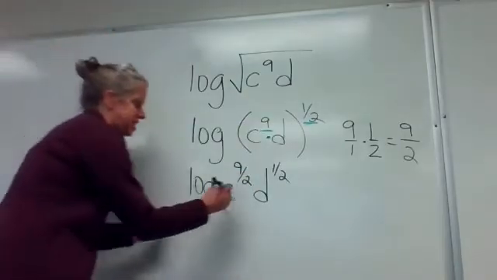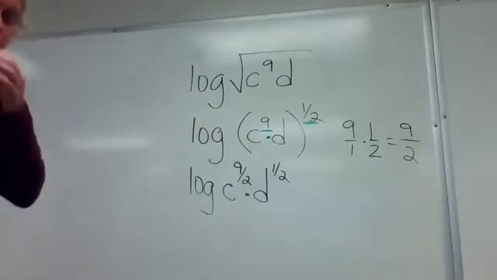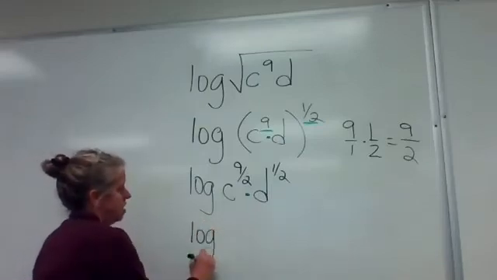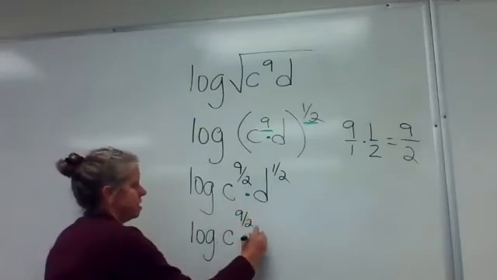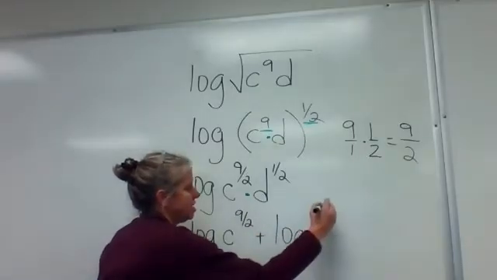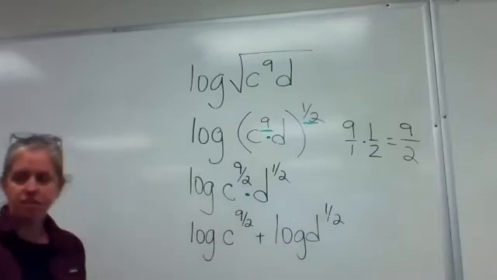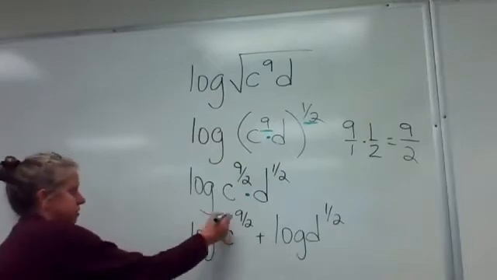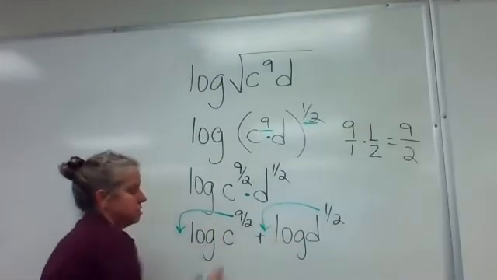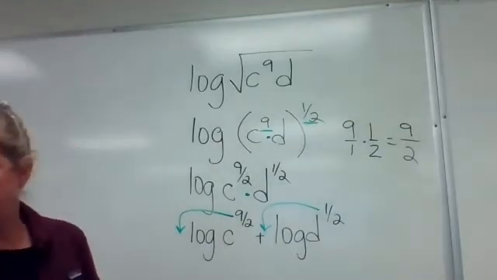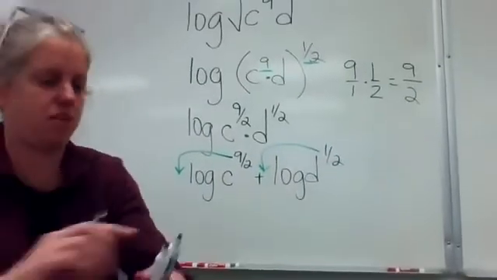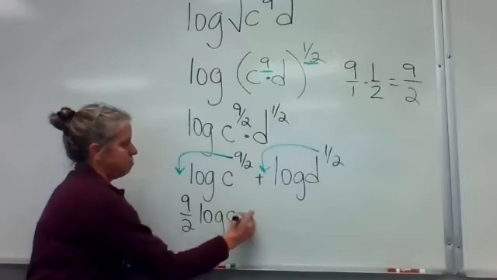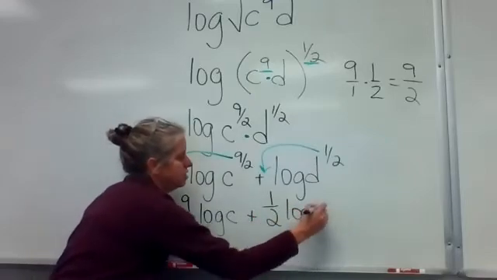Now, since the c and d are multiplied together, I can rewrite it as the sum of these logs. So I'll have log of c to the 9/2 plus log of d to the 1/2. And then bring down your exponents. So when I bring down my exponents, I will have 9/2 log c plus 1/2 log d.